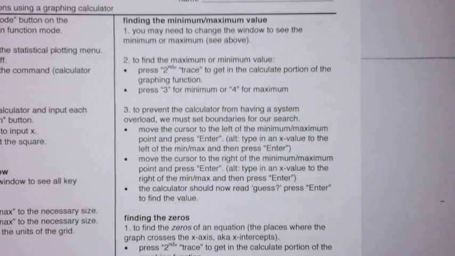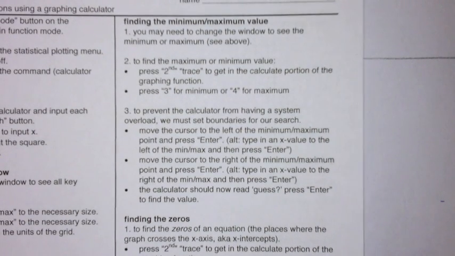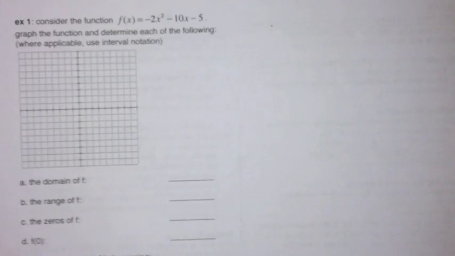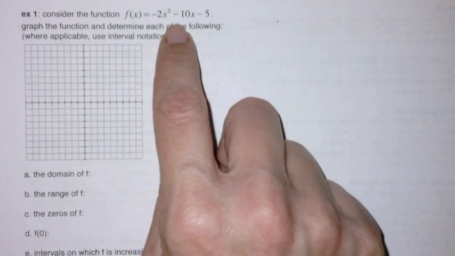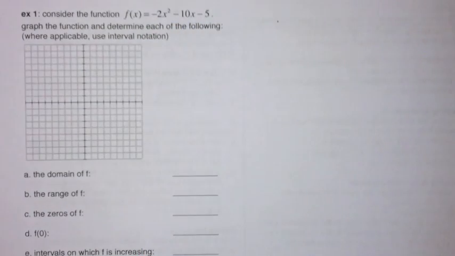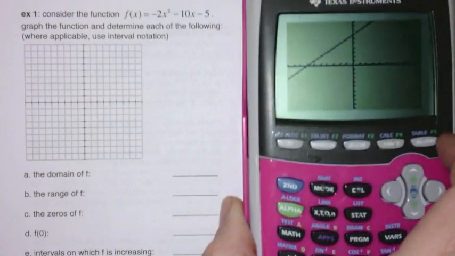So in order to do all this fun stuff, I think it's easier just to apply it to a problem. So if you go ahead and flip it over, we have a problem here. And this says negative 2x squared minus 10x minus 5. So we're going to go ahead and get that in the graphing calculator.